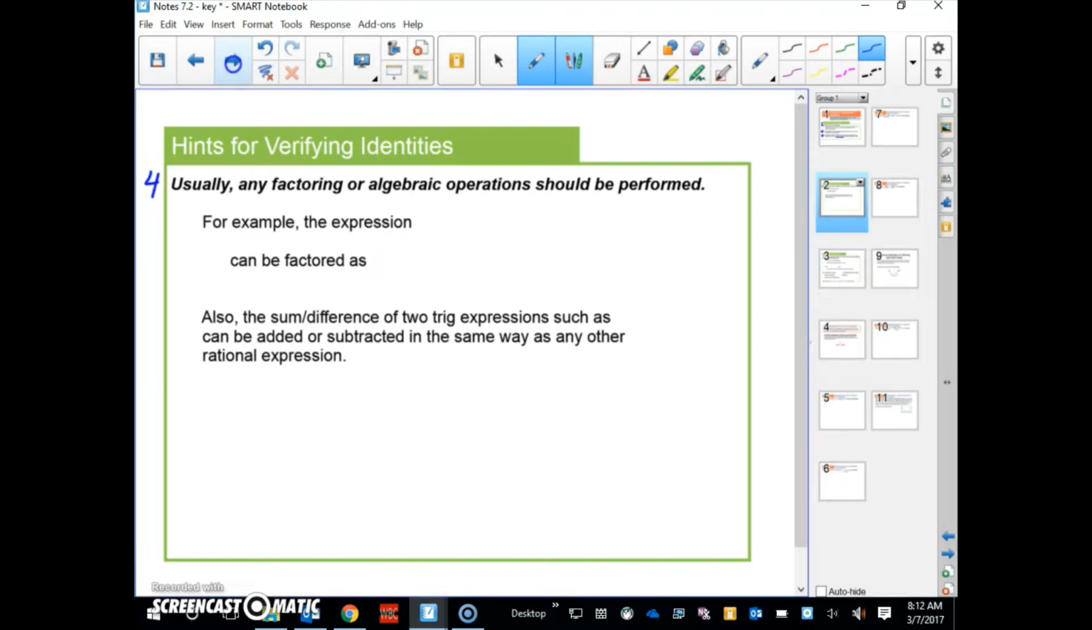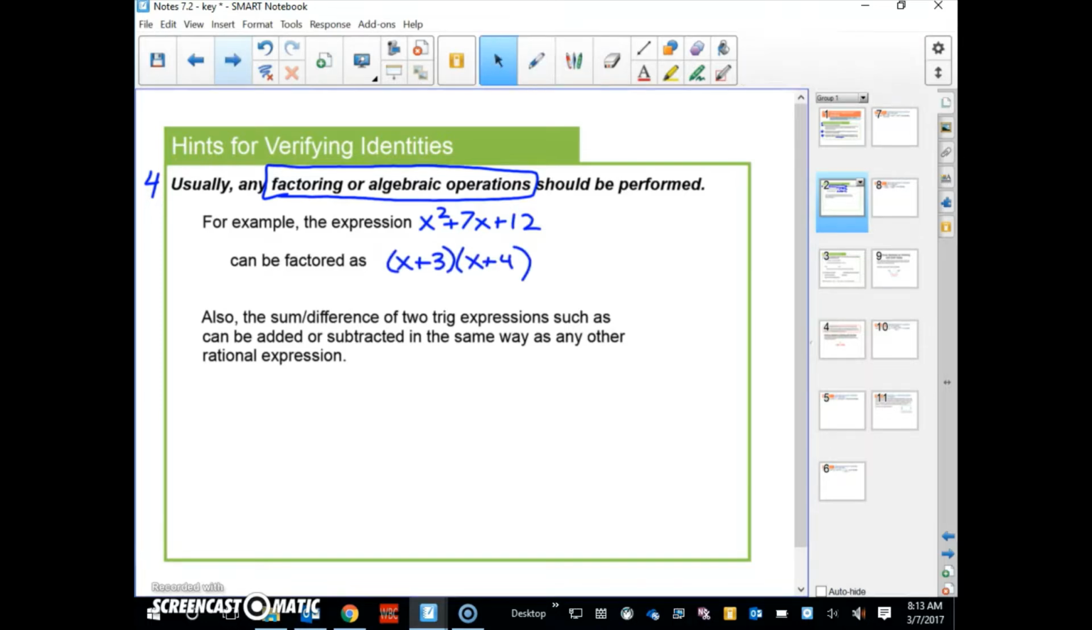Hint number 4. Okay, and this is probably the hardest one. Usually any factoring or algebraic operations should be performed. Basically we're using algebra. And I think this is where students really struggle, because they don't recognize the algebra. If I said something like x squared plus 7x plus 12, most of us would recognize that factors, like Algebra 1 class, into x plus 3 times x plus 4. But the problem is, I'm going to give you something that looks a little bit more like trig than like algebra, and you're going to forget all about factoring.